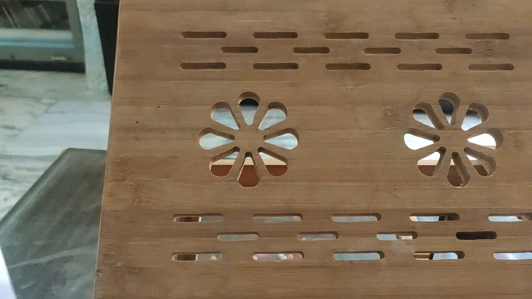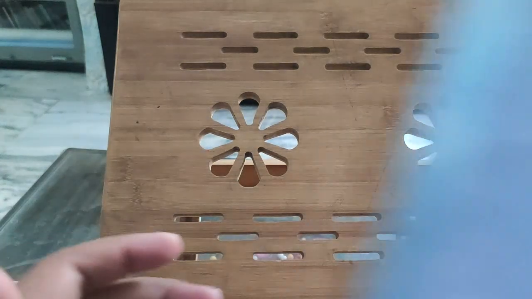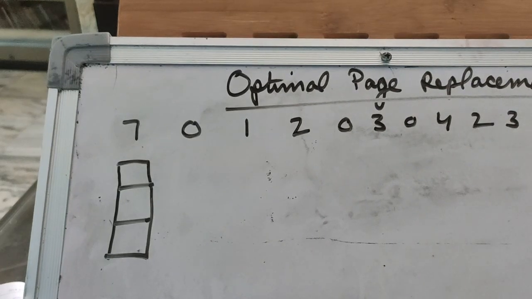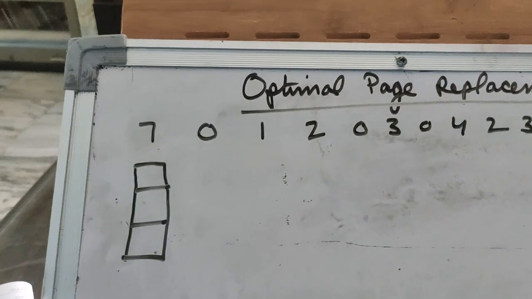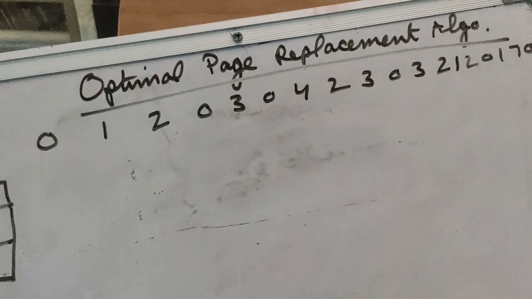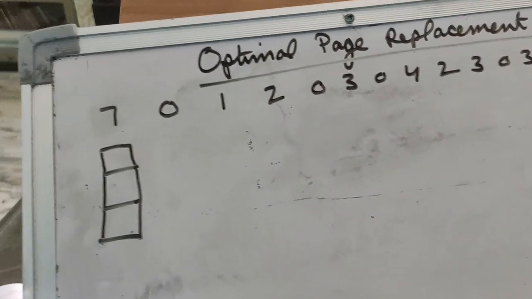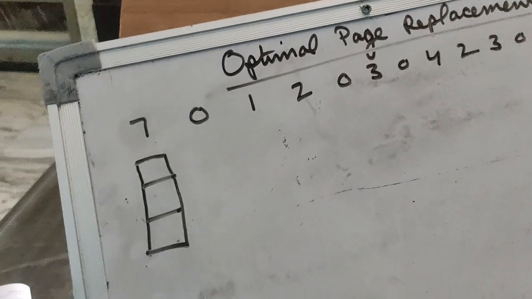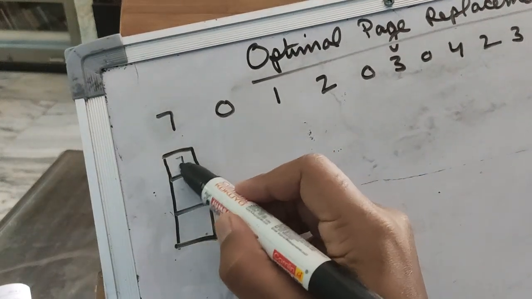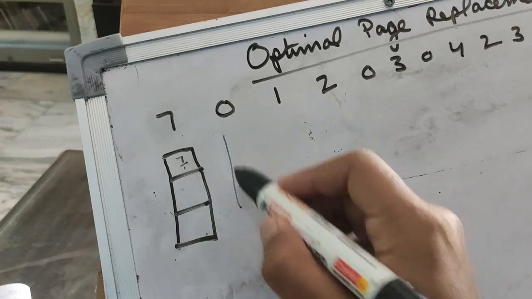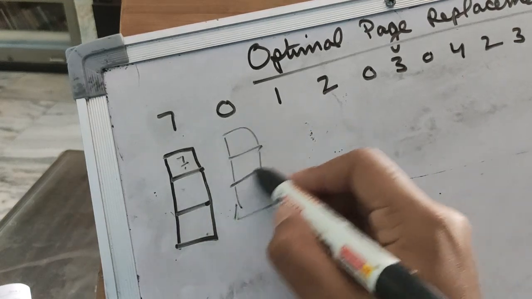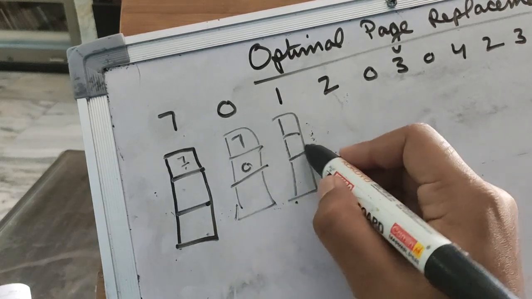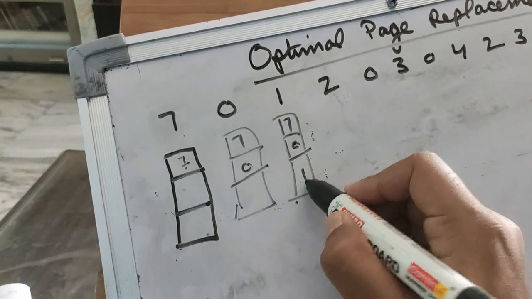Suppose, taking up an example, we're taking this string. Starting with this, initially we have 3 frames. Firstly, 7 will be placed over here. In the next step, 0 will be placed. In the next step, it will be 7 0 1.